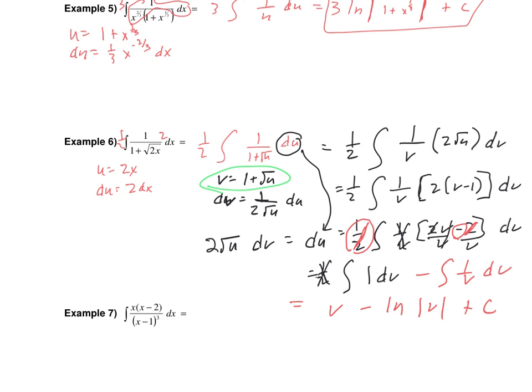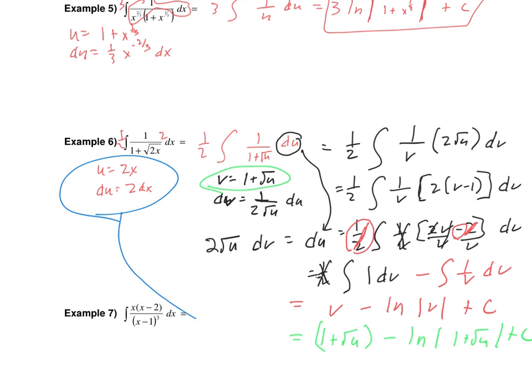So we're going to go back to what v equals. So then that's really 1 plus the square root of u. We'll put that in a quantity so we can see the subtraction a little cleaner. Absolute value of 1 plus square root of u plus c. And then we're going to go further back, all the way to what u equals. U is equal to 2x, so we're going to switch those out as well. So then I've got the quantity 1 plus the square root of 2x minus the natural log of the absolute value of 1 plus the square root of 2x plus c.